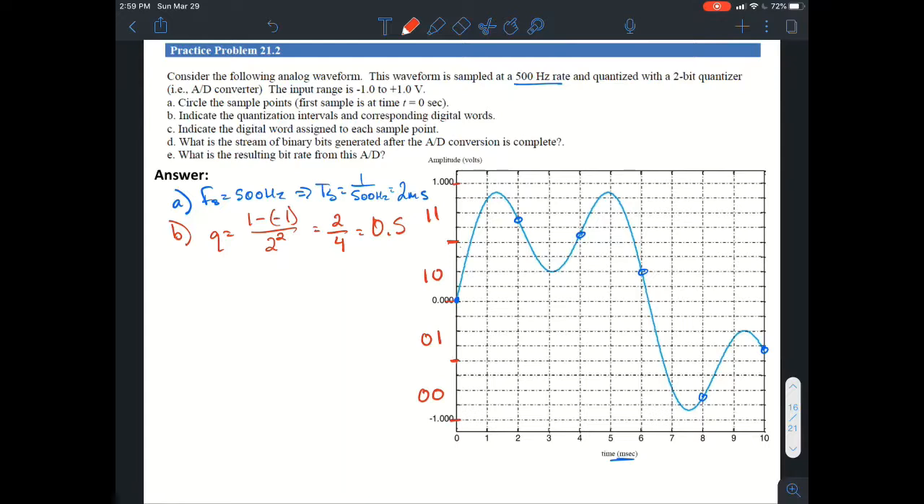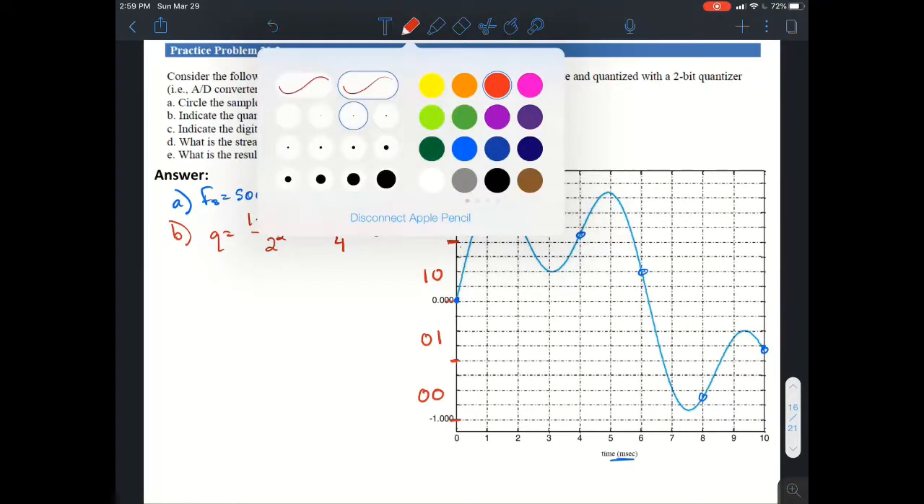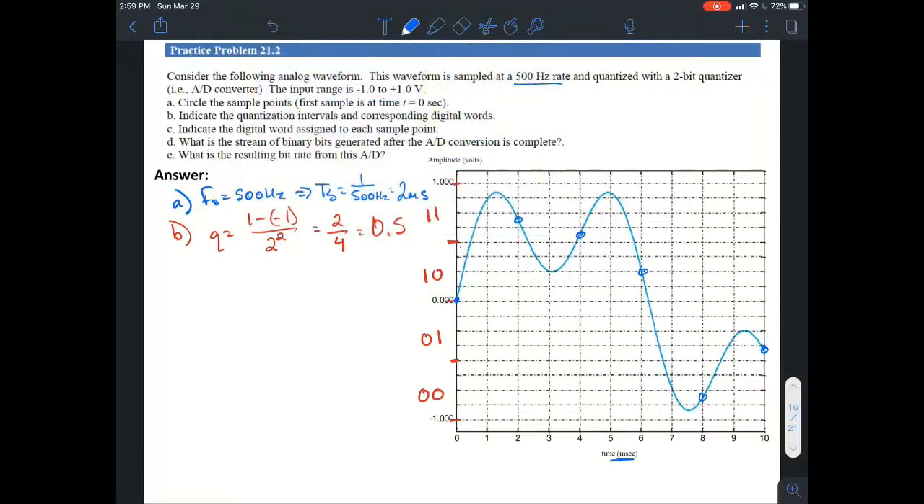From there, we're able to move on to part C. So back to blue, indicate the digital word assigned to each point. If we have this one here, we know that we are kind of in between, but let's assume that it's a 1 0. So we're going to say that's a 1 0. This one here is a 1 1. And we have another 1 1. This is a 1 0. Come down here, we have a 0 0. And this one here is a 0 1.